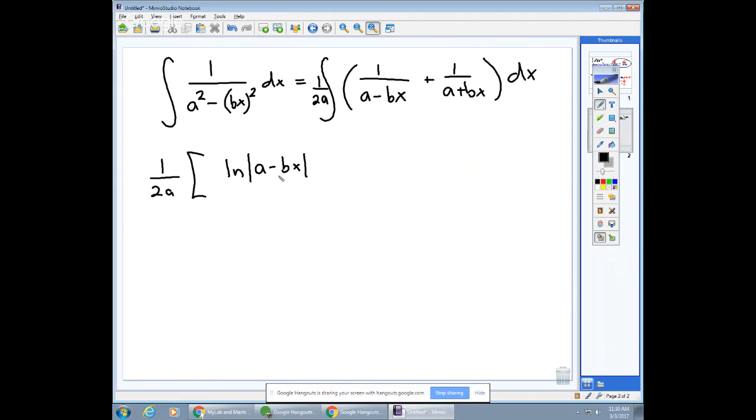What's the derivative of this a minus bx? Do we have a negative b here? No, so we have to compensate here by multiplying by a negative 1 over b.